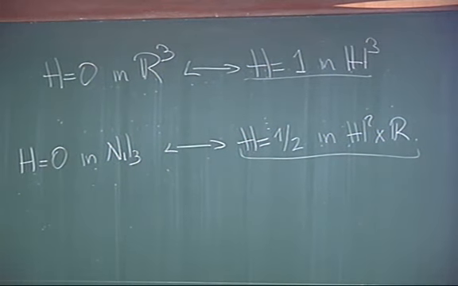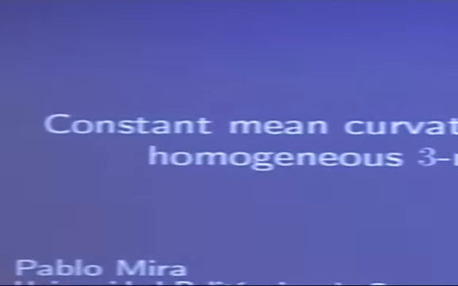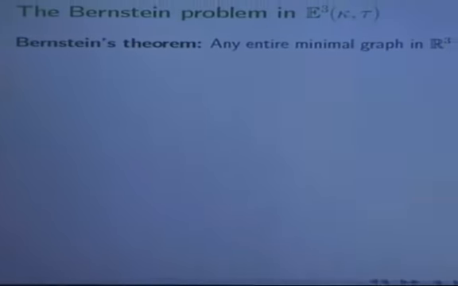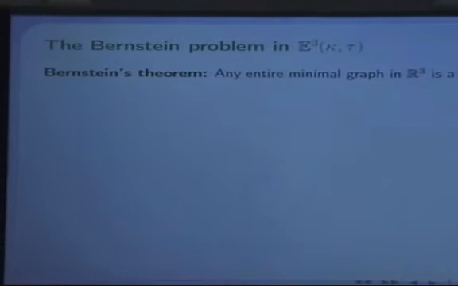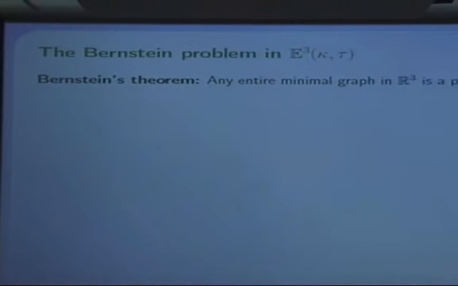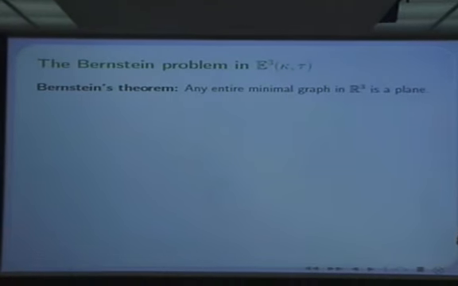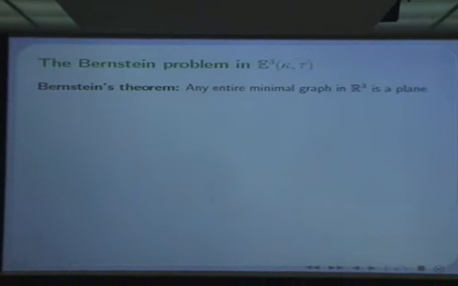So let me recall the Bernstein theorem. The Bernstein theorem is very classical. It's one of the oldest global results in minimal surface theory, and it states that if you have an entire minimal graph in R3, then it must be a plane. Essentially you don't have entire graphs, only planes.